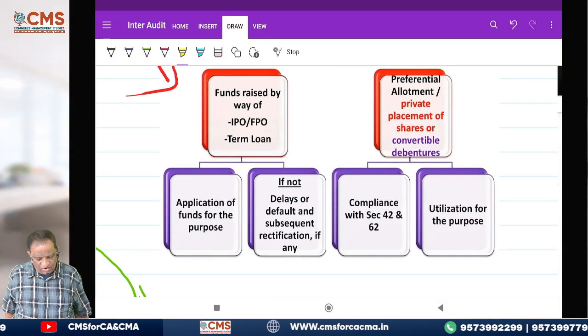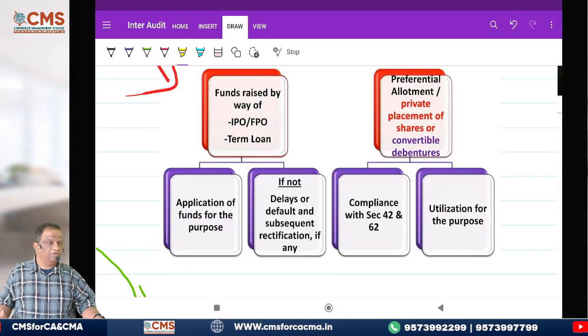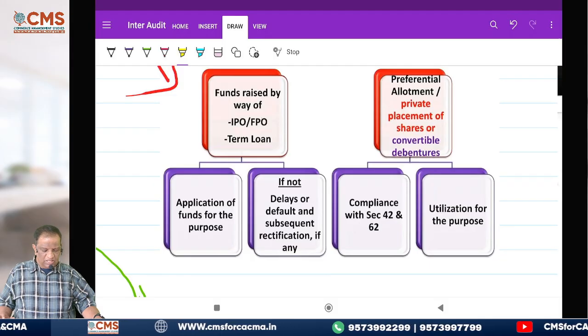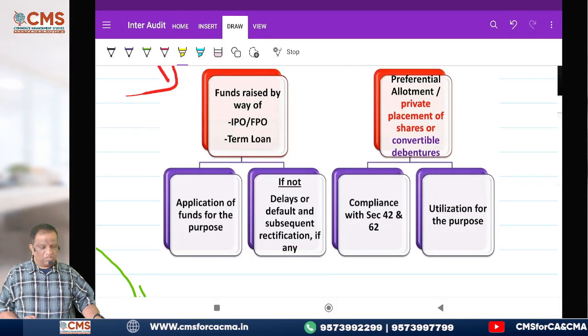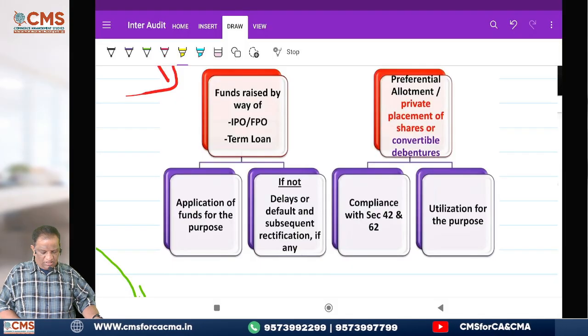That is, the funds raised by way of IPO or FPO. What do you mean by IPO? Initial public offer and further public offer, or term loans. In such a case, application of funds for the purpose. So is there any diversion of funds? That is what it is.